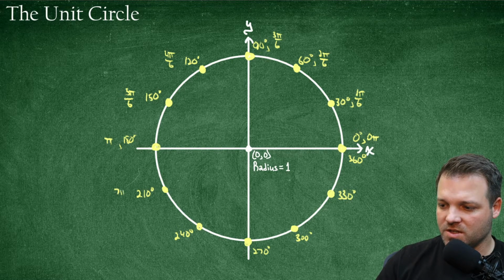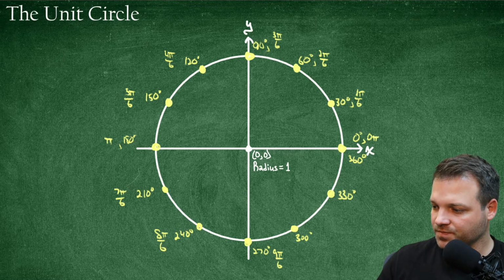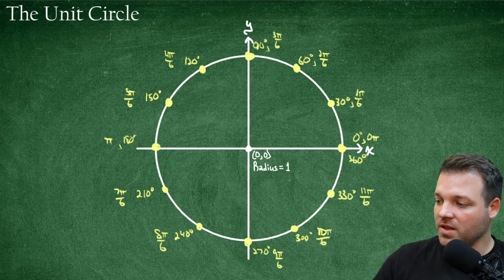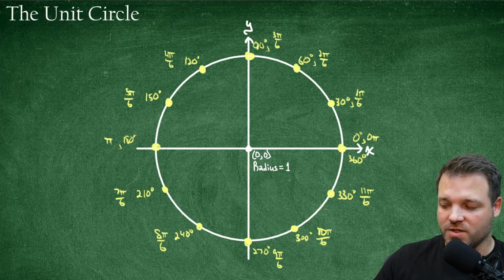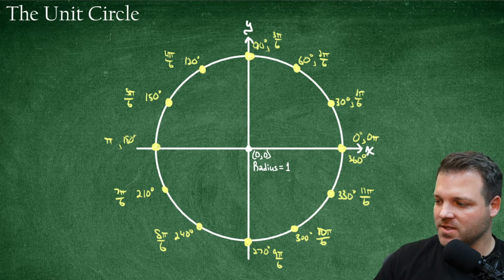This one's going to be 7 pi over 6, and then 8 pi over 6, 9 pi over 6, 10 pi over 6. And then 11 pi over 6. And then this one is going to be 12 pi over 6. Let's actually start reducing now. So 12 pi over 6. 12 divided by 6 is 2. So that's 2 pi.